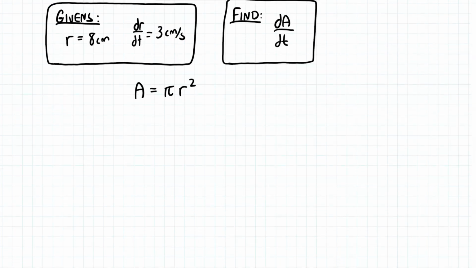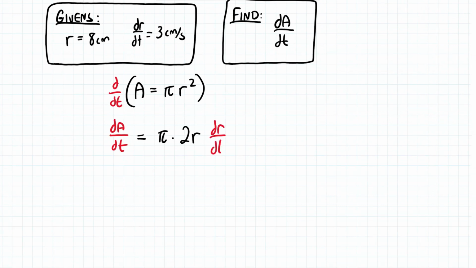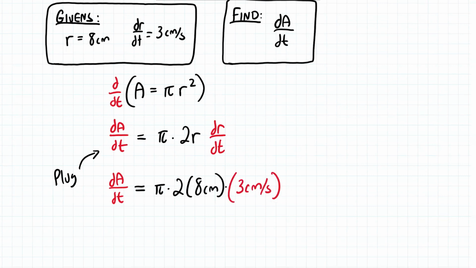So it's time to start working on the equation. We write down the area equation and differentiate it with respect to time. Now we can plug our given values into the derivative to isolate dA over dt and find our solution. And remember, when you solve, always make sure that you report it with the correct units.